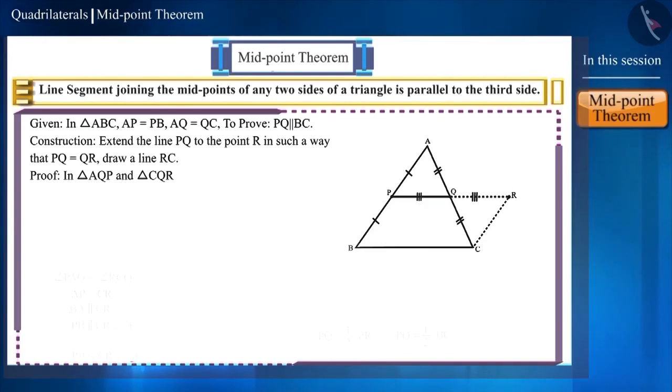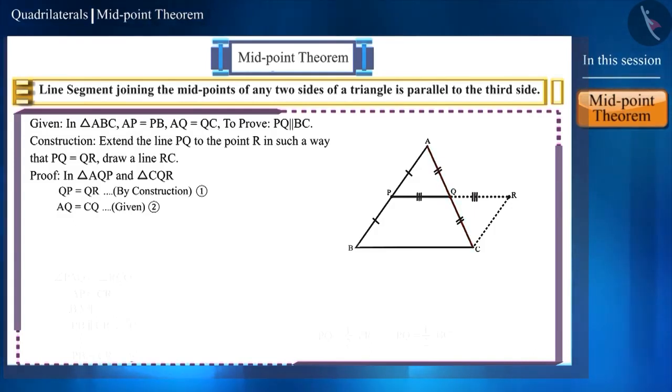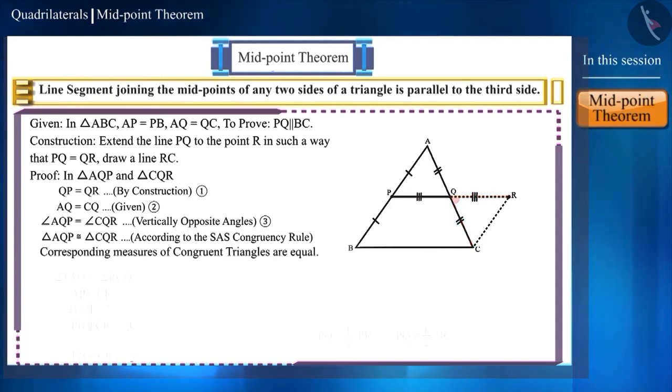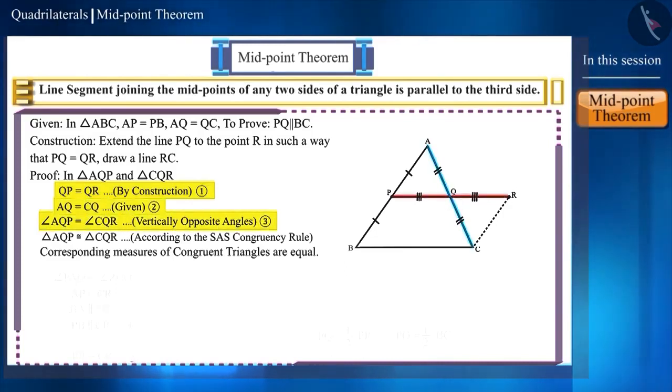Here, we get two triangles, triangle AQP and triangle CQR. In this, the side PQ is equal to the side QR, and we are given that point Q is the midpoint of the side AC. Therefore, the sides AQ and CQ will be equal. Angle AQP and angle CQR will be equal because these are vertically opposite angles. By looking at equations 1, 2 and 3, we can say that these two triangles are congruent according to the SAS criteria for the congruency of triangles.